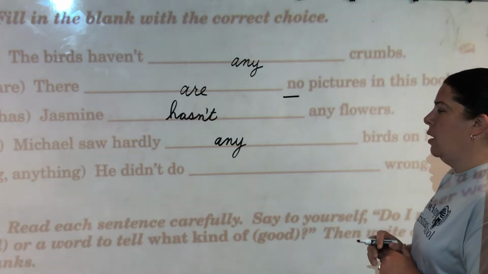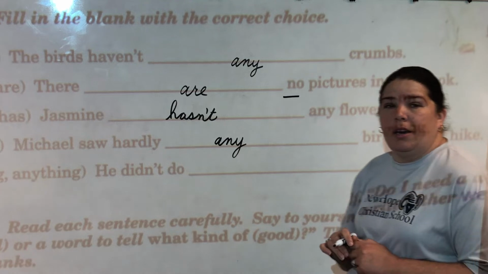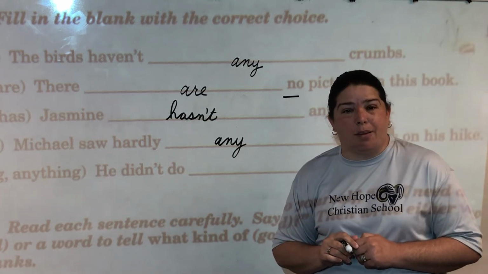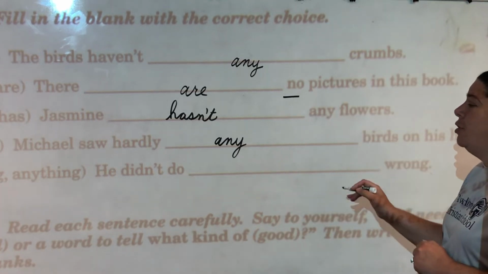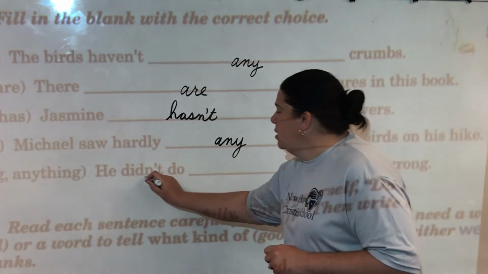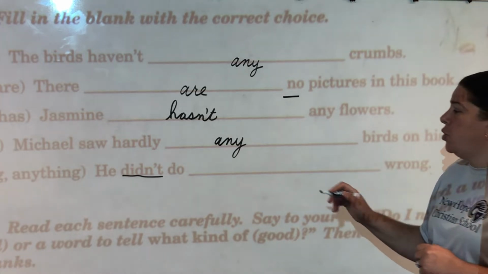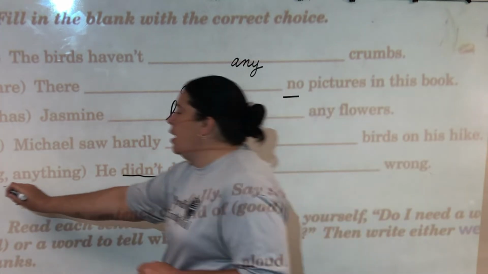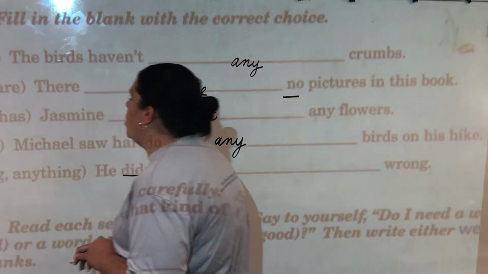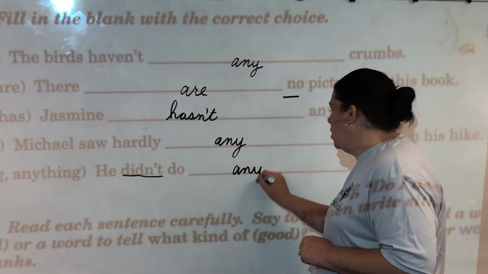Nothing or anything. He didn't do blank wrong. Oh, I hear you guys saying this all the time. He didn't do nothing wrong. Do you have didn't? Can you put nothing? That's a negative word. Make sure you know that this is a negative word. It has the word no in it. So you need the word anything.